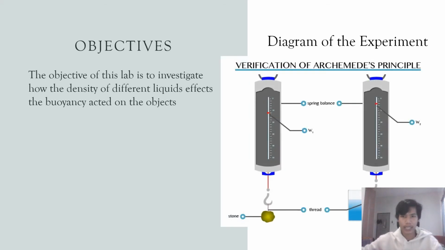This is our diagram of the experiment. Now, we are using a spring scale here to measure the weight of the object in the water only. The measurement of the weight in the air is done using an electric scale.